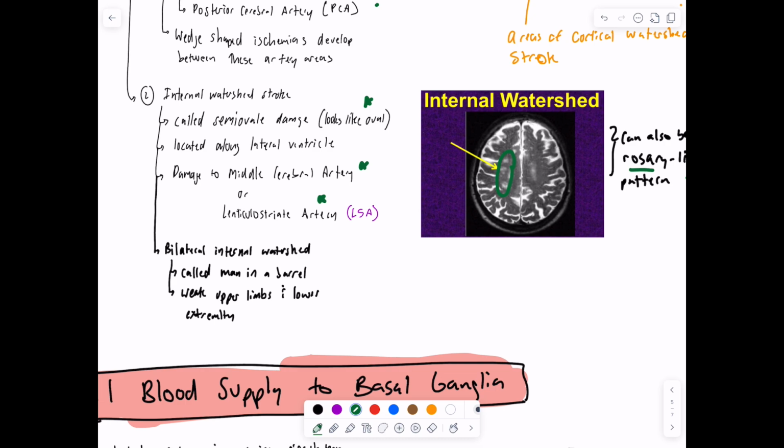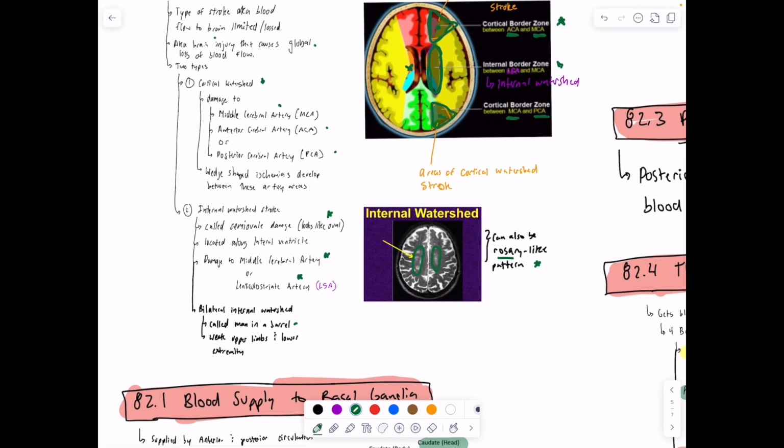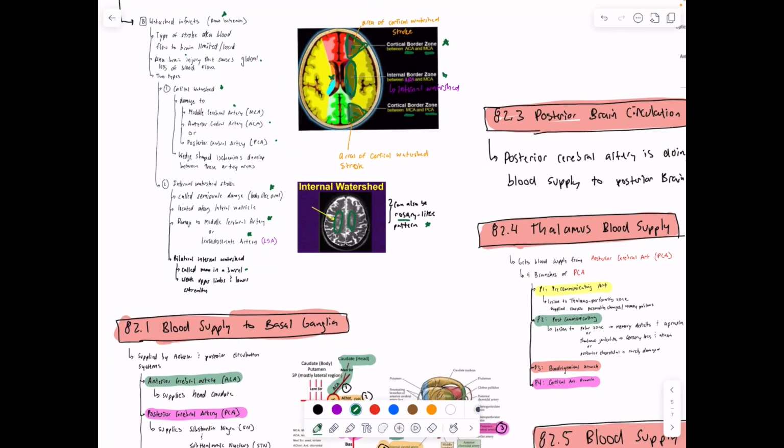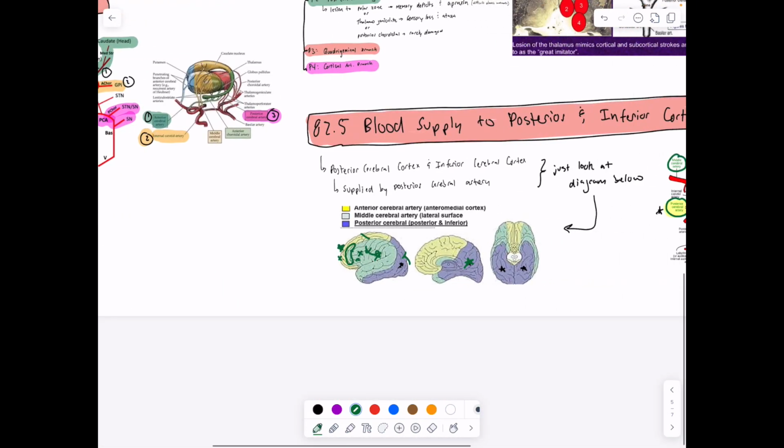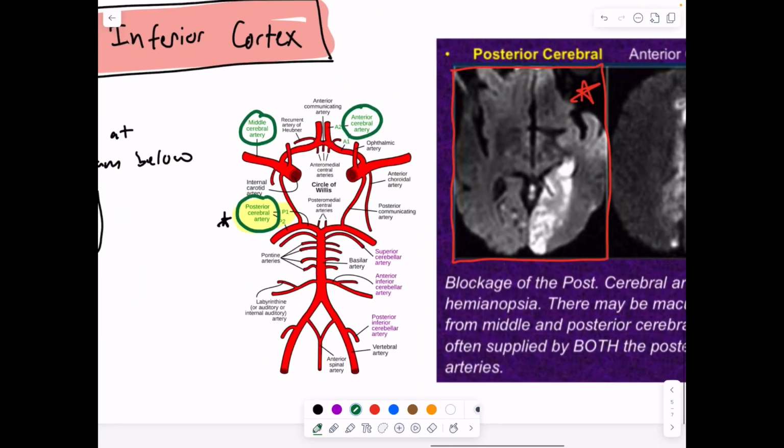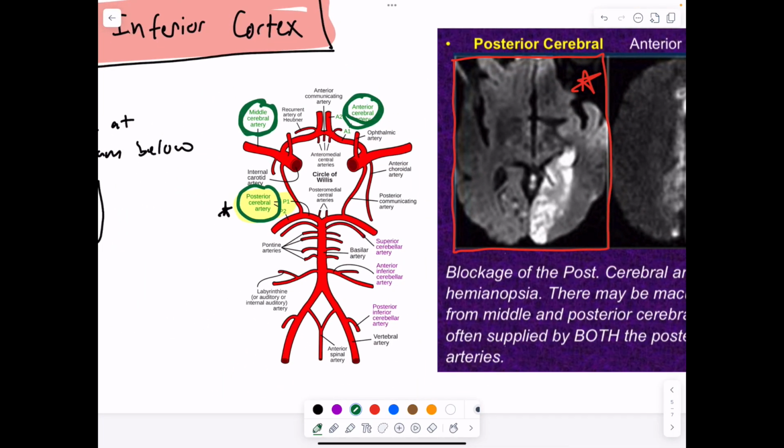Anyways, if you have bilateral internal watershed, which this person looks like it might have, you get something called man in a barrel, and this is weak upper limb and lower extremity issues, and again, this is going to be dealing with the middle cerebral artery and the lateral lenticulostriate artery, and you think middle because you're like, hey, middle does this region right here, okay? But again, this all goes back to the circle of Willis, and we have middle cerebral artery, anterior cerebral artery, and they're technically coming off of the internal carotid artery right there.